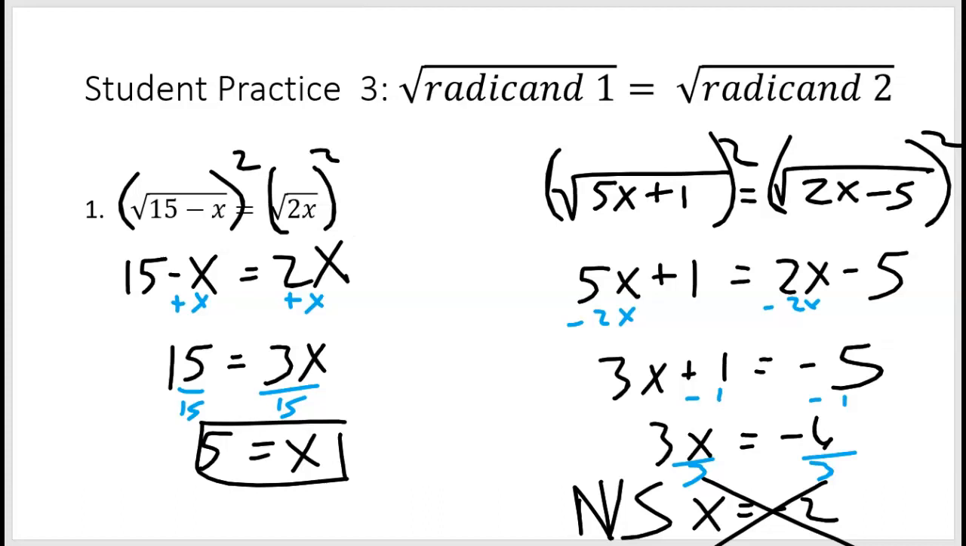All right, guys, so here's our solutions. For number 1, it's 5, and for number 2, you would have gotten negative 2, but that makes the square root become negative, so that's a no solution problem. Okay, I'll let you guys study that if you need to, but I'm going to move on.